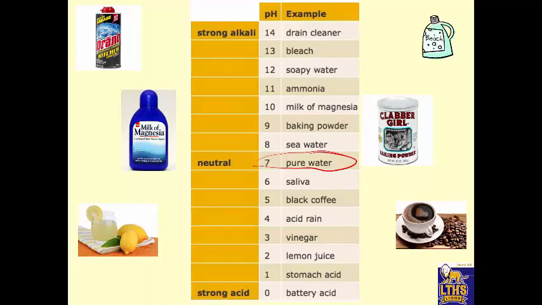And here are the bases. Bleach is up there really high on the pH scale. It's a number on the 13 on the pH scale. Drain cleaner is 14 on the pH scale. So these things down here have a lot of H plus. These things up here don't have a lot of H plus because they have more OH minus.